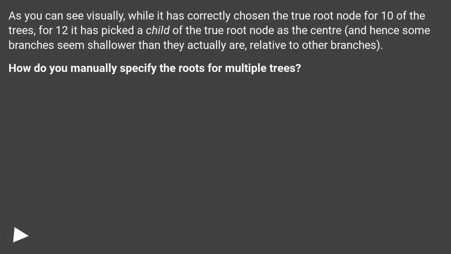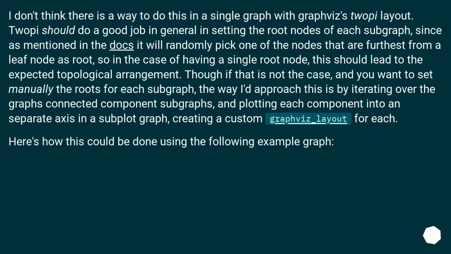How do you manually specify the roots for multiple trees? I don't think there is a way to do this in a single graph with graphviz twopi layout. Twopi should do a good job in general in setting the root nodes of each subgraph, since as mentioned in the docs it will randomly pick one of the nodes that are furthest from a leaf node as root, so in the case of having a single root node, this should lead to the expected topological arrangement.